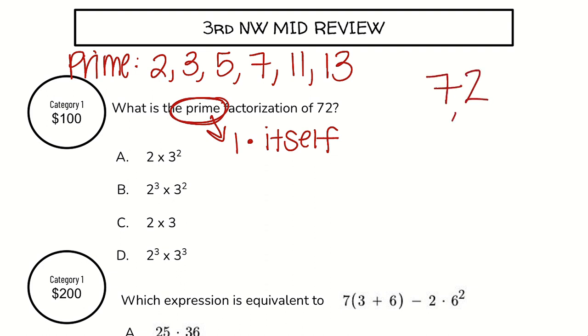Here's 72. We have to think of 2 numbers that we can multiply by to get to 72. If I was going to break 72, I would do 8 times 9. But if you don't know the factors and it's even, you could always divide by 2.